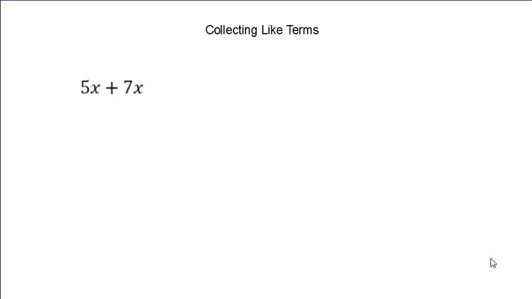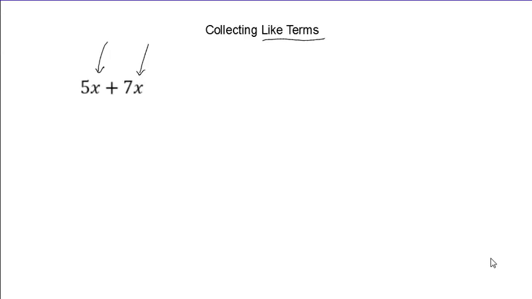All right, in this video, we are going to explore how to collect like terms. So the first thing I just want to mention to you and remind you of is what is a like term? And for us in algebra, the key word here is like. We want to combine things that have the exact same variable part. So if you look at the example on the screen of 5x plus 7x, you'll see that the variable part of both of these terms is exactly the same thing. It is just an x.